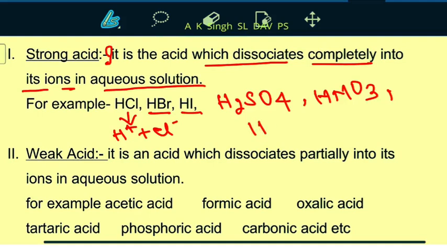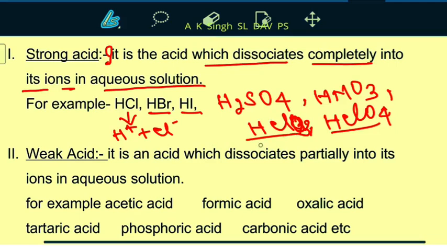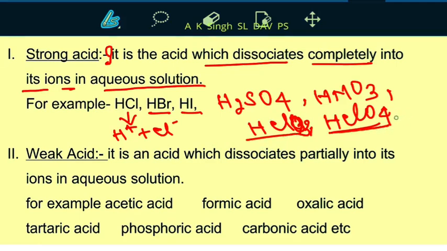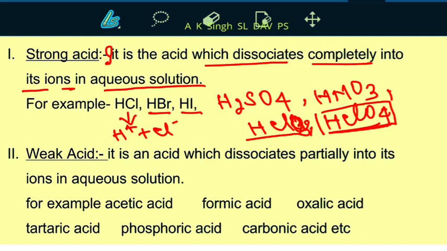Other is HClO3, HClO4. It is the strongest acid among all types of acids given here. HClO3, it is called chloric acid. HClO4, it is called perchloric acid. And perchloric acid is the strongest acid among these acids.